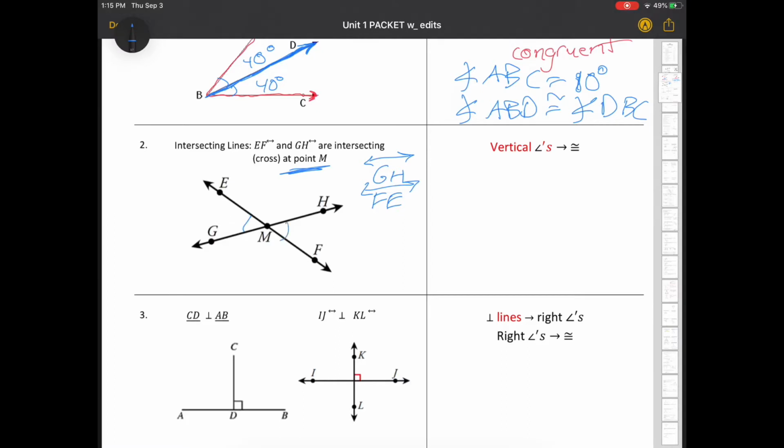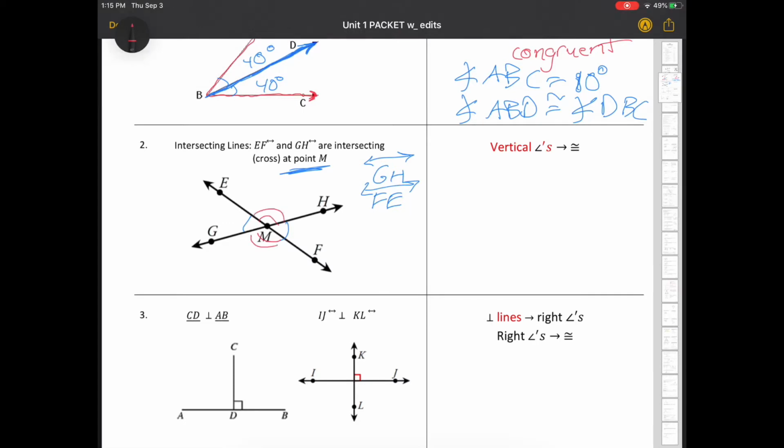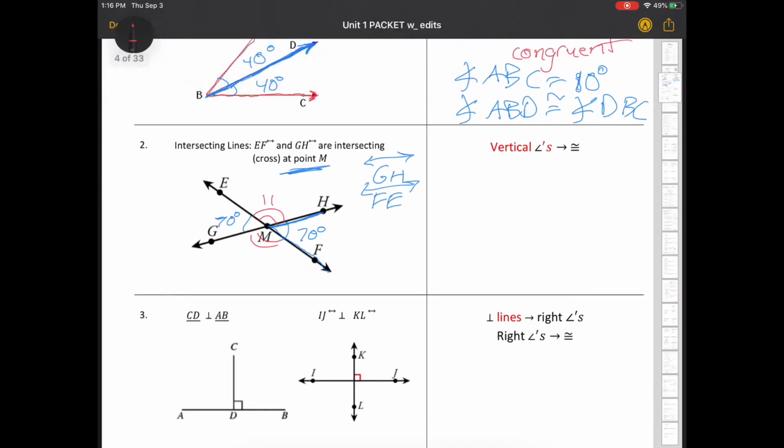So this angle, and then these two angles here. Now, so that being said, for example, let's say angle HMF here is equal to 70 degrees. That means that angle EHM would be 70. So same thing goes for the red angle there, that pair of vertical angles. So if this angle is 110 degrees, this angle is also 110 degrees. So vertical angles are opposite angles that are congruent.